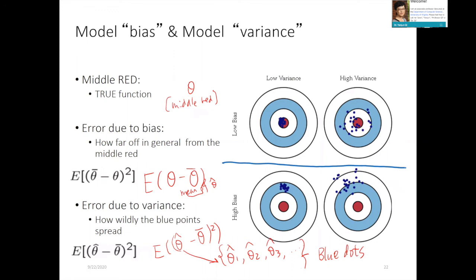So the bias. Now the bias, so low bias, right? Bias is about the red versus the center of the blue. It's not about the spread of the blue at all. It's only about the center of the blue versus the red. The reason why this is a low bias is because the center is so close to the red, and this one, also the center is so close to red.